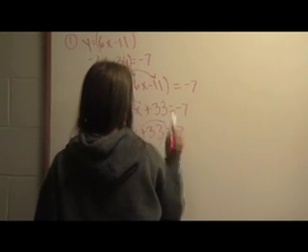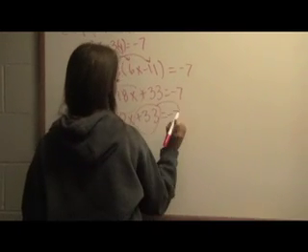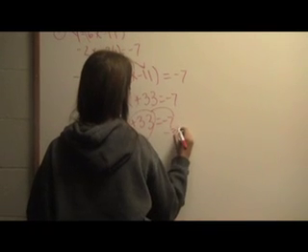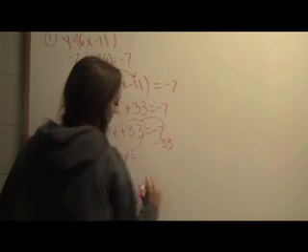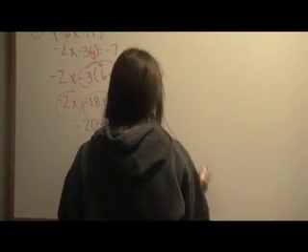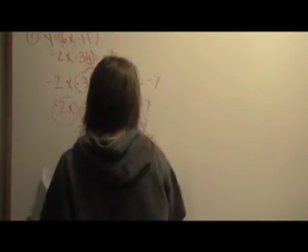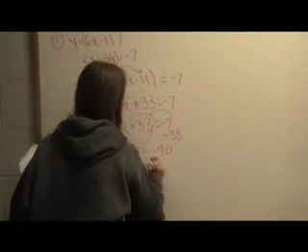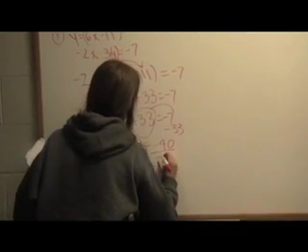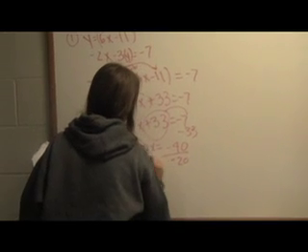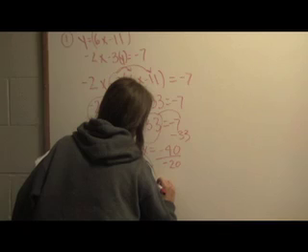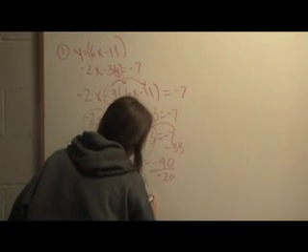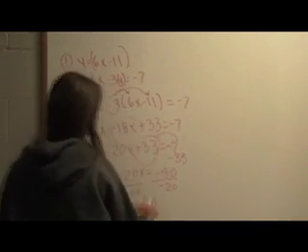And then take your positive 33 over and subtract it from your -7. So -20x equals -40. And you divide by the x, so divide by -20. And x equals -2 plus 2. And there's your answer for x.